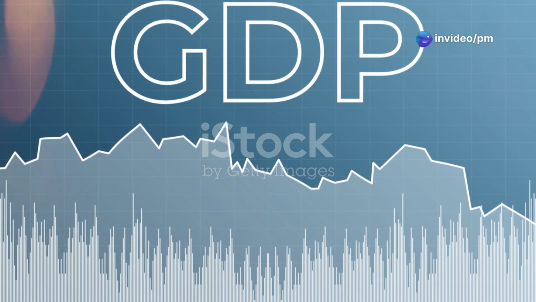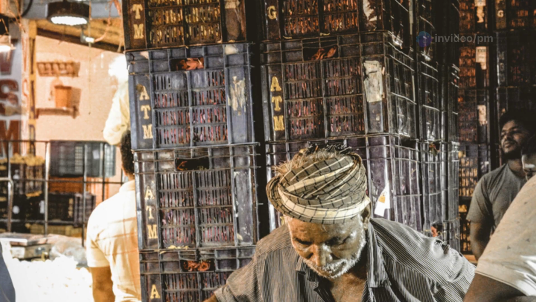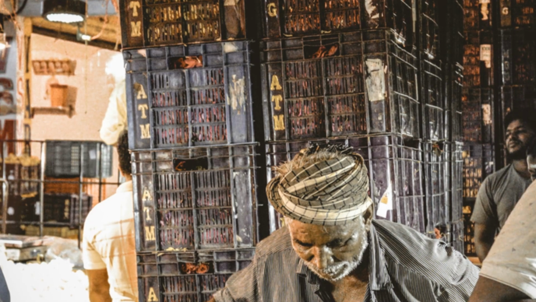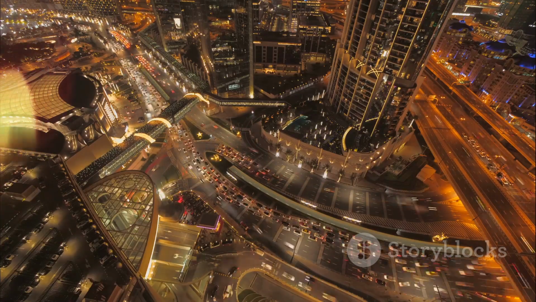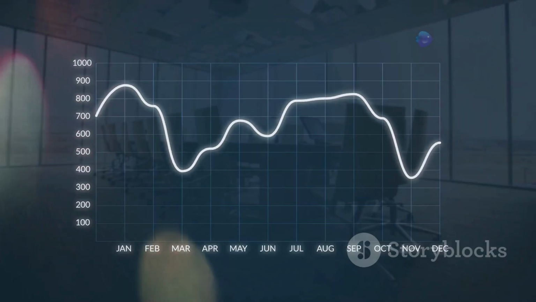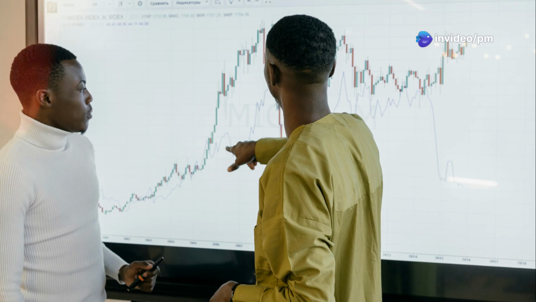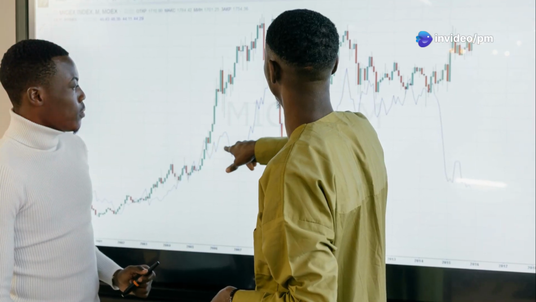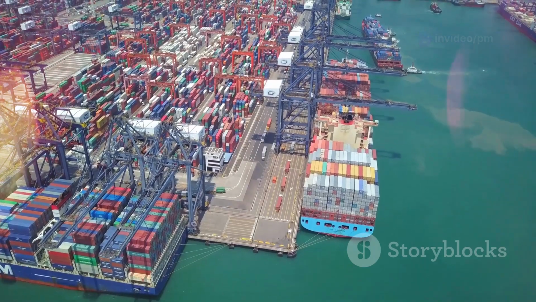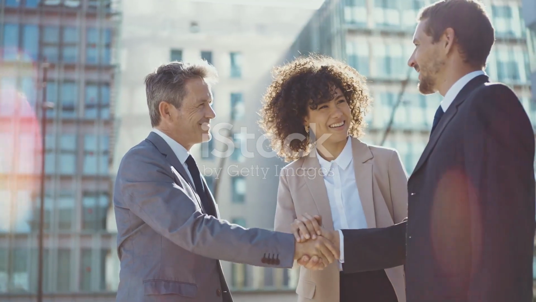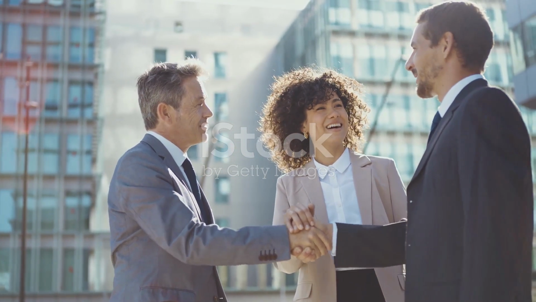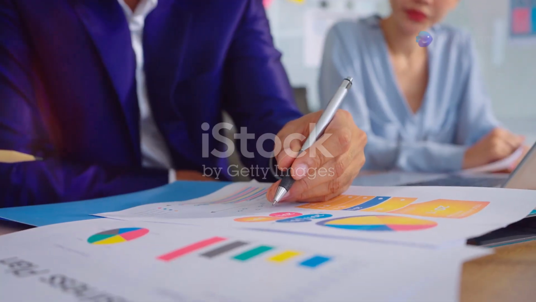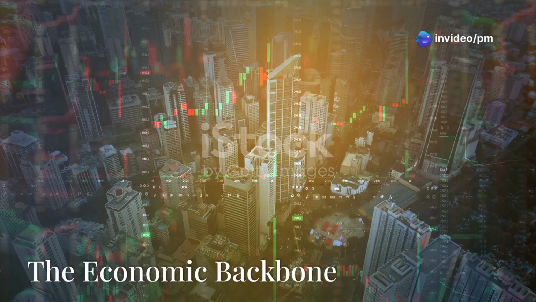GDP measures the total value of goods and services. It's a measure of a nation's economic pulse. Tracking GDP gives insights into economic health, but GDP is not the only player. Other indicators like GNP and GVA offer unique perspectives. Each metric provides a different lens on economies. In the following sections, we'll demystify these indicators. By the end, you'll understand these economic signposts.